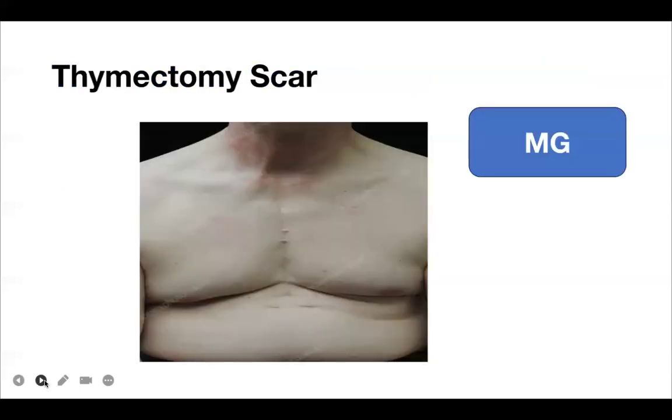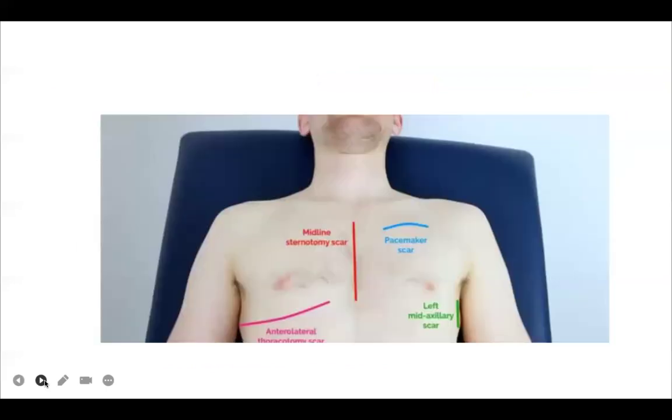Another thing that is quite common is in myasthenia gravis, where sometimes there could be a thymectomy. So there is a small midline sternotomy scar mark, situated a bit above. So it is a thymectomy scar. In particular, whenever you suspect a case of myasthenia gravis, always look for this scar mark. Okay, so this is some sort of demarcation.